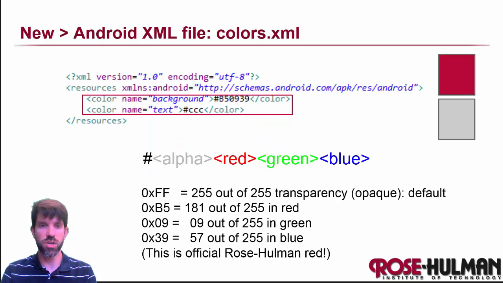We want official Rose-Hulman red. This red right here is what Rose-Hulman uses in all its marketing stuff, and it's 181, 9, 57, but in hex it's going to be B50939. The background is just going to be a light gray, which we're just going to approximate with just C's.